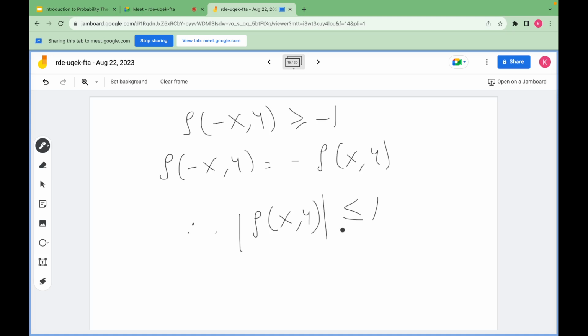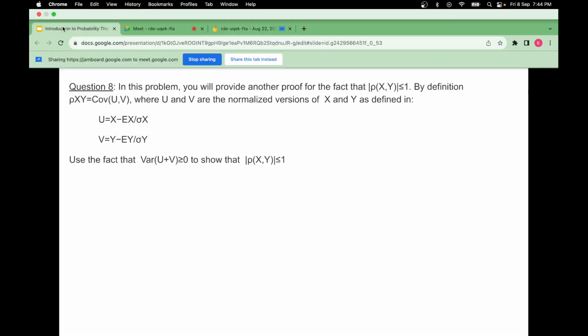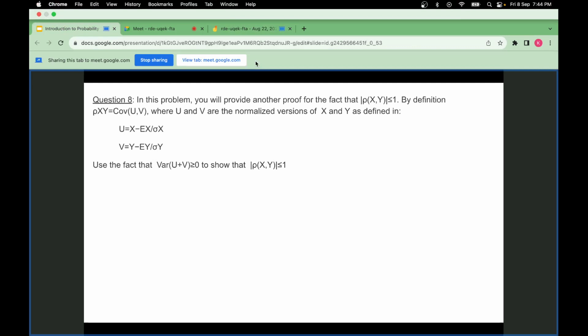So just try to go through this proof again after this class is over, and then you will get an idea, because we are using very different properties from the normal distribution, and then we are using the relations for the correlation coefficient, so everything is getting mixed up. So you need to revise these lectures after these sessions to understand them better. So now we will move to the next question.